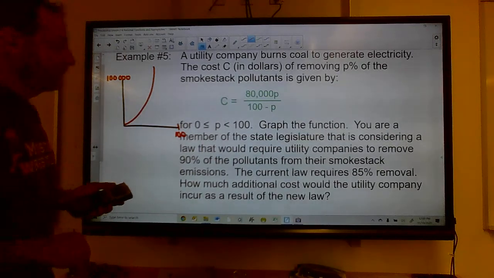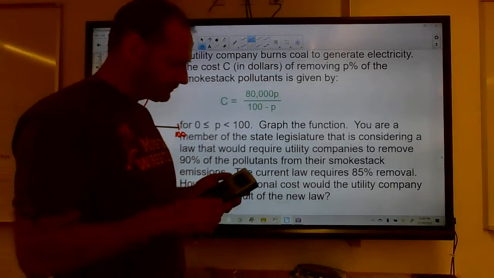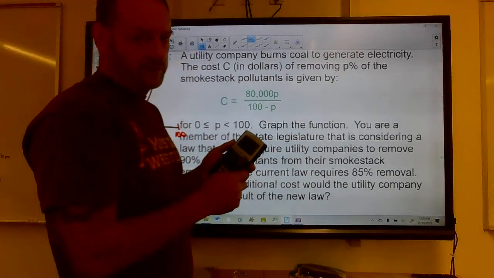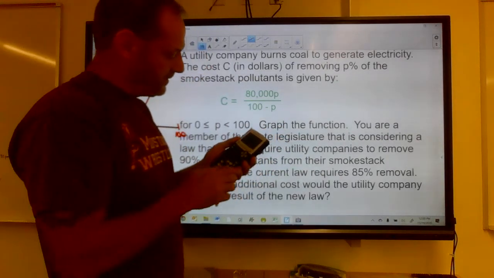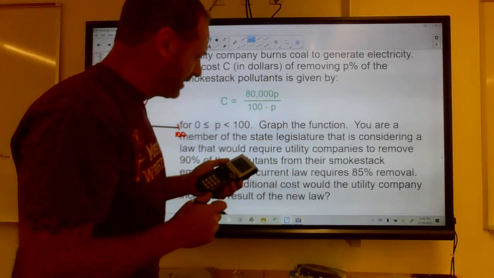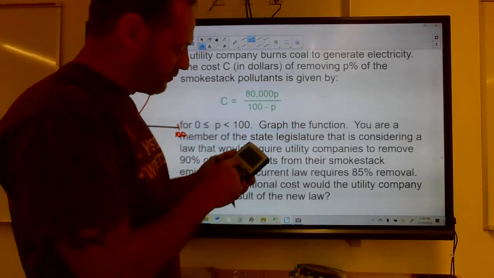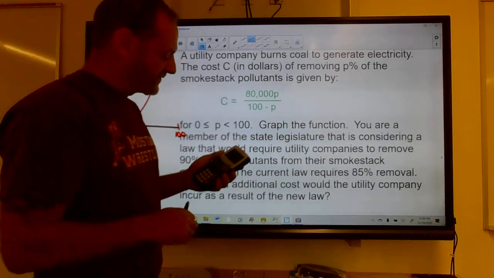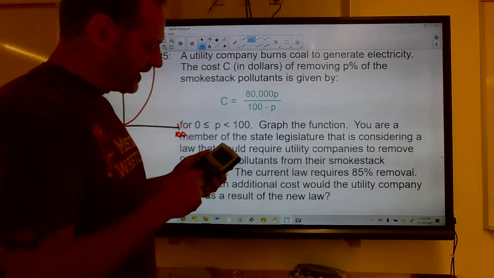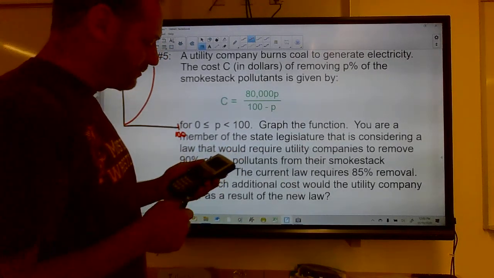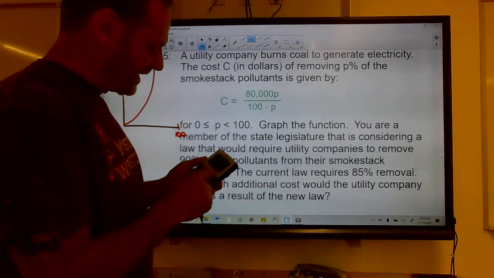So now I can use my table. If you look where the graph key is over here on the far right, above it says table. And right above window it says table set. So do this, go to second window, and it says table start, put an 85 right there. And then the little triangle table means change in table. We'll just leave that 1. And then go to table.